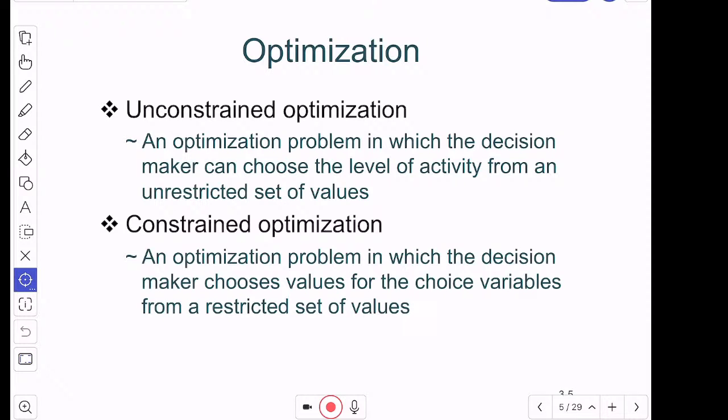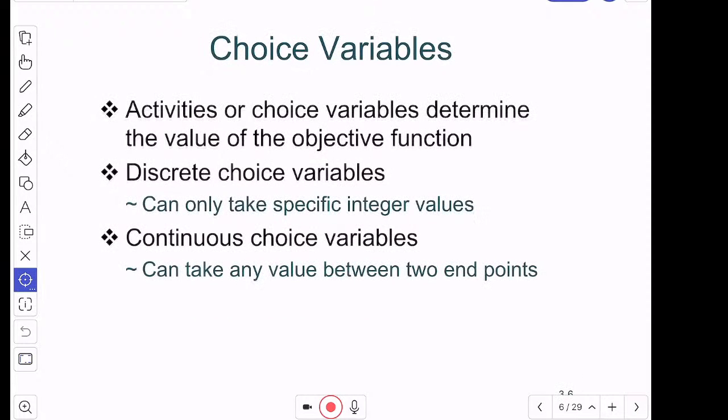Okay, so your activities determine the value of the objective function. So you would optimize and then go back, once you found your levels, plug them back in to figure out what is the value, the optimal value of the objective function.